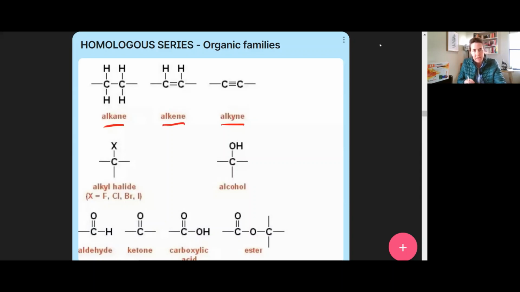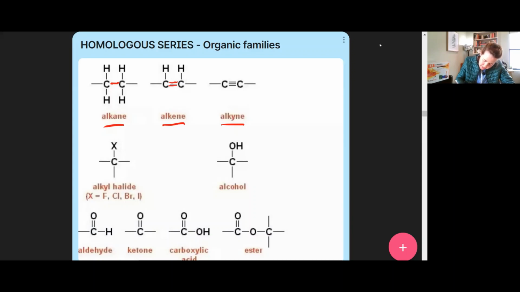and they differ from each other by the amount of bonds they have between carbons in the chain. Never look at the bonds between carbon and hydrogen or any other type of element bonded to the carbon, but only at the bonds between the carbons. If there's only single bonds between the carbons, then it's an alkane. If there's at least one double bond between carbons, then it's an alkene.